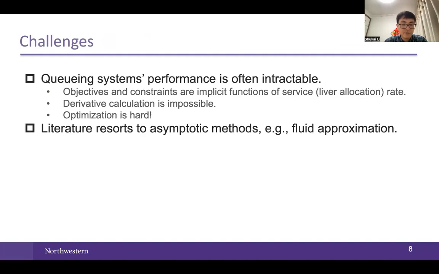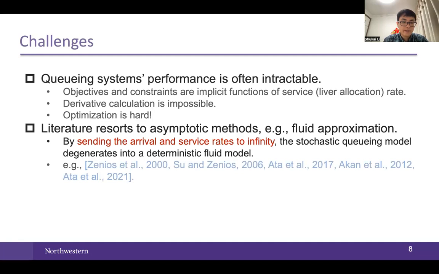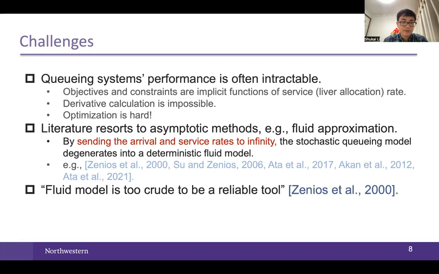To address this issue, literature often resorts to asymptotic methods, for example, using fluid approximation. By assuming the arrival and the service rates both approaching infinity, the original stochastic queuing system will degenerate into a deterministic fluid model. And this approach is widely used by queuing literature.